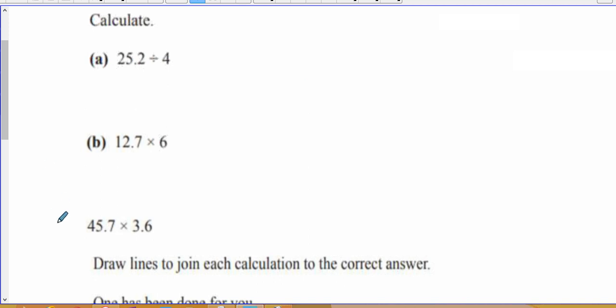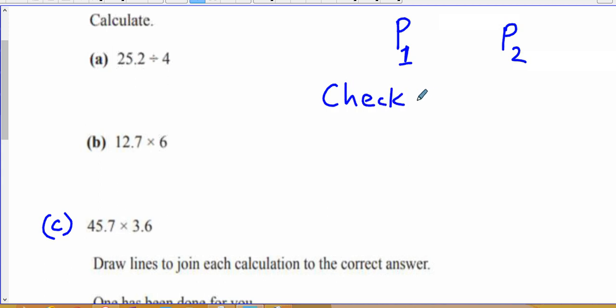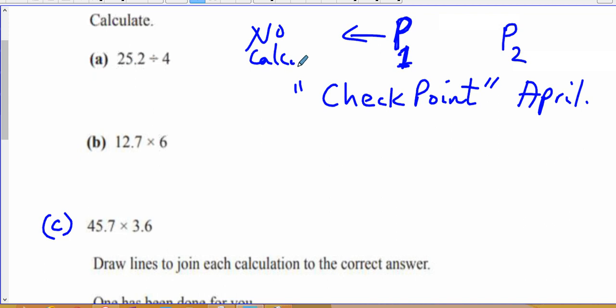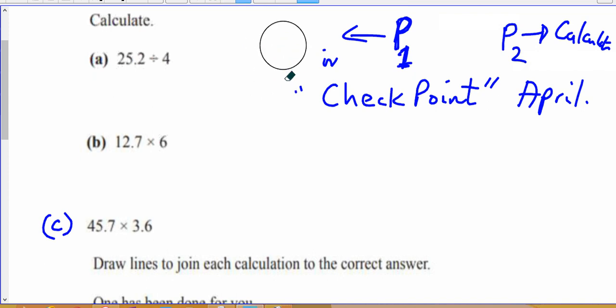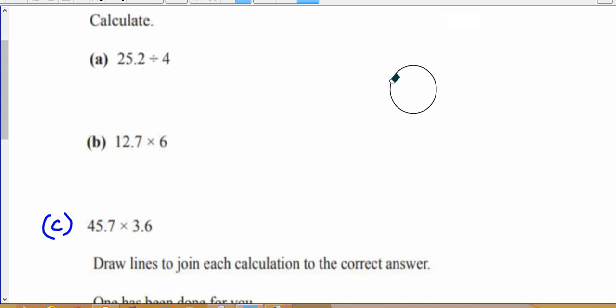Calculate A, B, and probably this is C. Now, calculate 25.2 divided by 4. Like I said earlier, you'll be sitting for paper 1 and paper 2 during the checkpoint examination, and this examination is usually done every year in April. So if the question comes in paper 1, there is no use of calculators. If the question comes in paper 2, calculators are allowed. So from this page on, I'll be doing both, without a calculator and with a calculator.